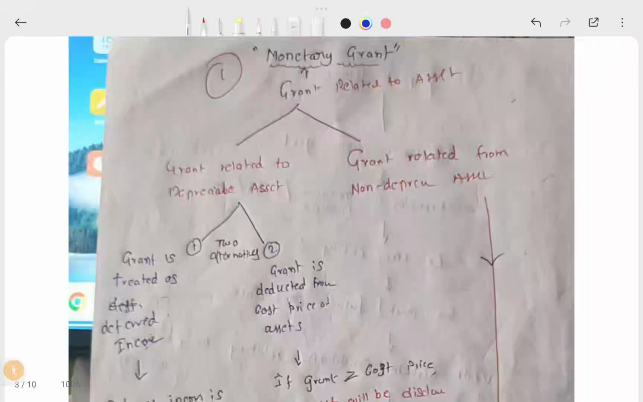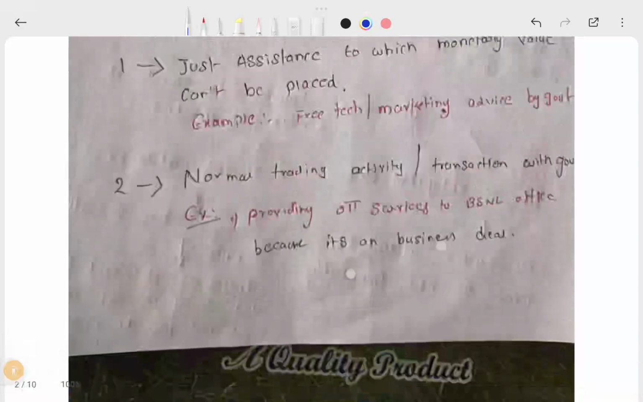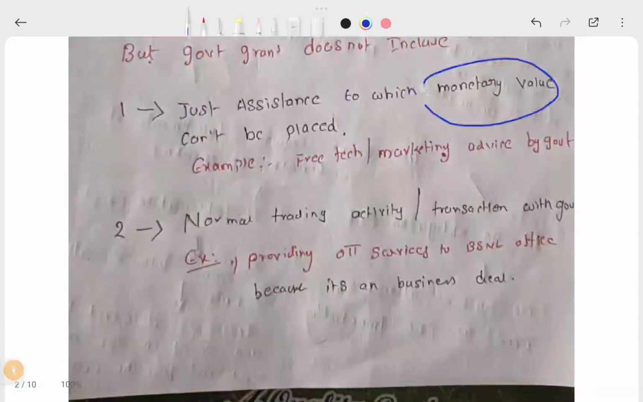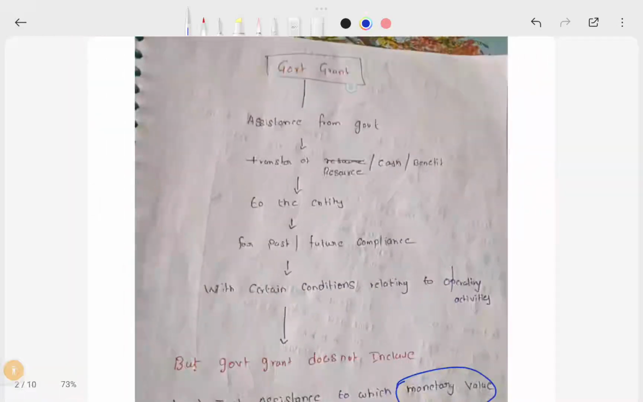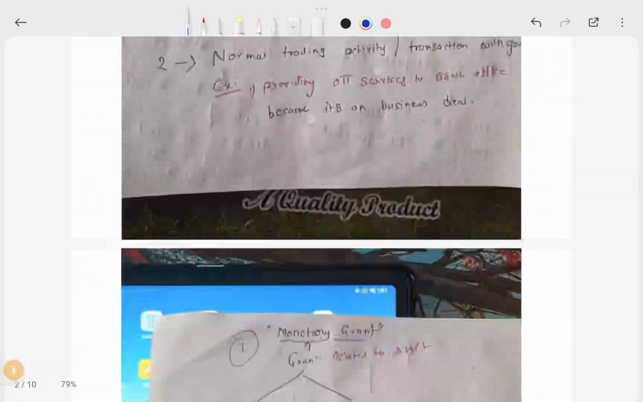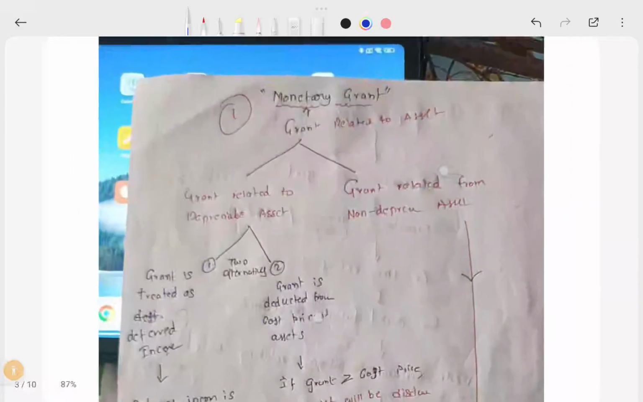And then, what is a mandatory grant? There should be a mandatory value to apply the definition. So now you understand what a government grant is and where it is coming from. Then what is a mandatory grant? Grant related to the asset.